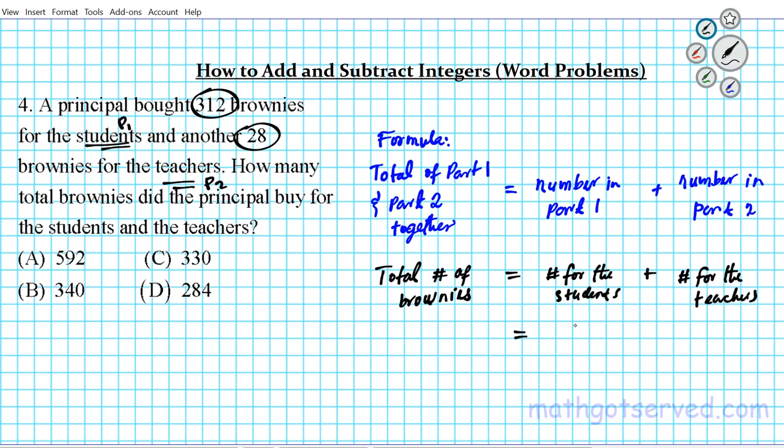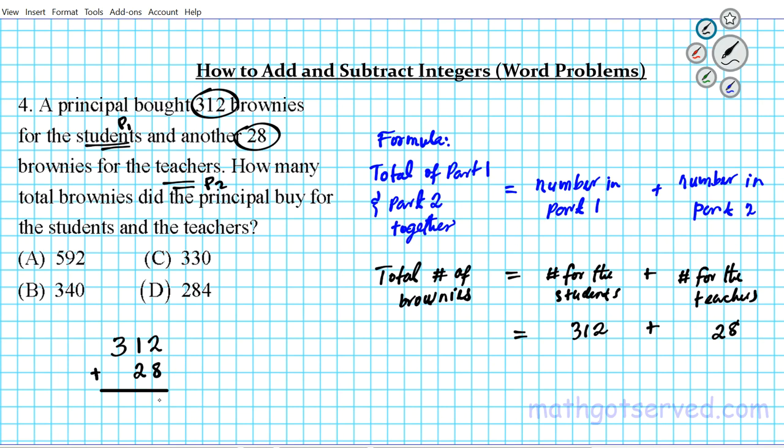So the number of brownies for the students is 312, plus the number of brownies for the teachers, which is 28. Okay? All right, so let's add it up. 3, 1, 2. When you're adding two integers, please make sure that you align them in such a way that the identical place values are vertically configured. We're just using the stack method here to add these two integers. These are the ones place, so line it up. You don't want to put the 28 here and mess up the whole sum. So nicely lined up, let's go ahead and add.